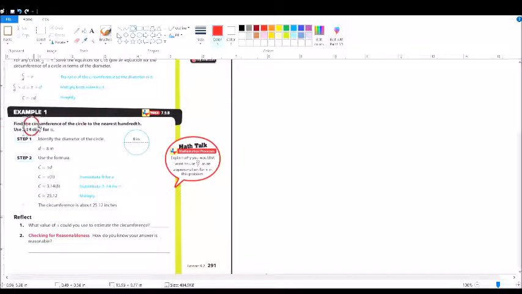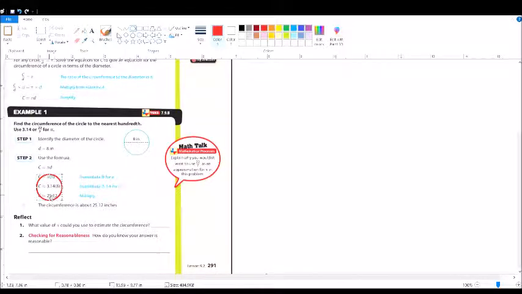So, find the circumference of the circle to the nearest hundredth. So, here is this circle. And first, we identify the diameter. That is 8 inches. Then using the formula, circumference equals pi times the diameter, we substitute 8 for the d.